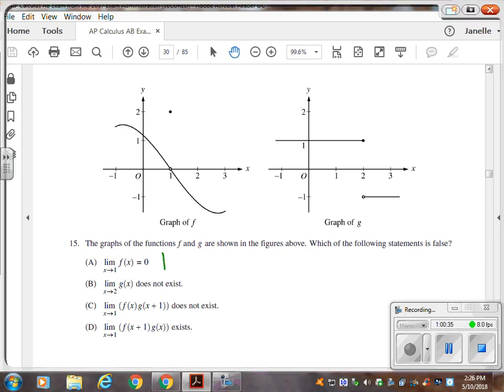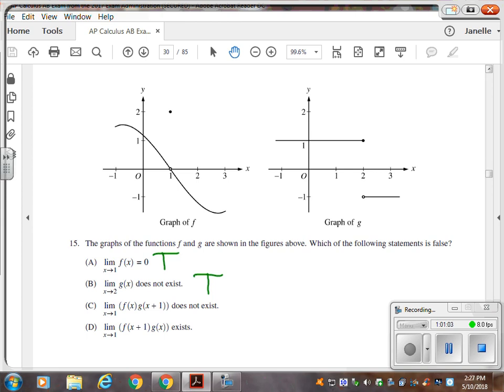Well, then this one's true. The limit at 2 of g of x, it's broke. What does that tell me? Well, then that one's true. The limit at 1 of f of x, g of x plus 1 does not exist. So we got to check that. Or is the limit at 1 of f of x plus 1, g of x doesn't exist. So let's go through and calculate it and see how that works.